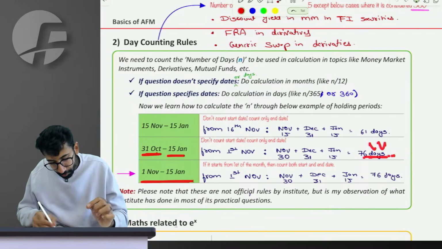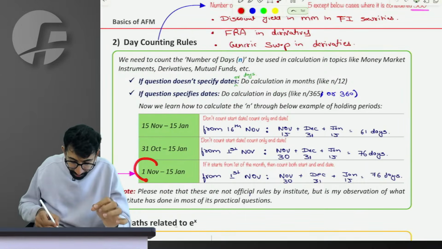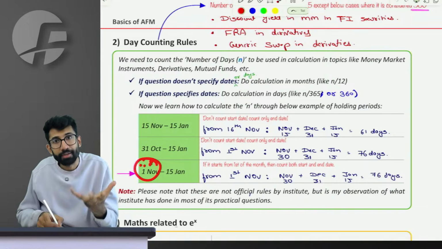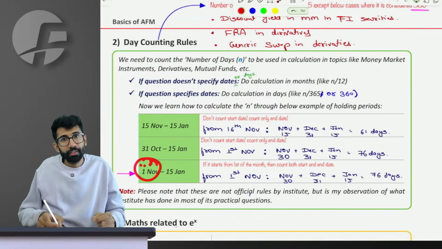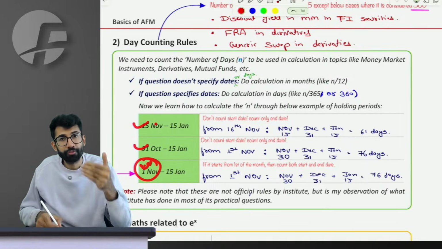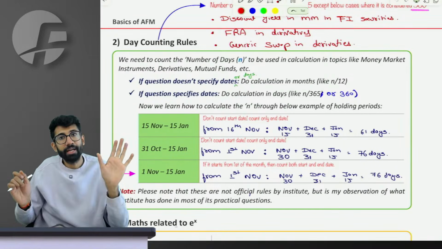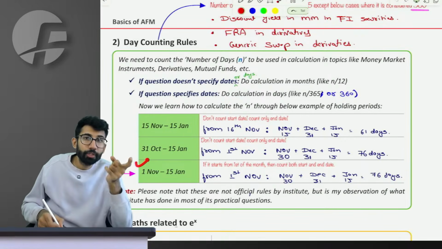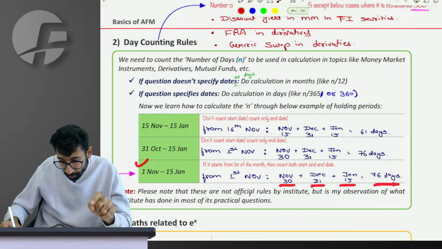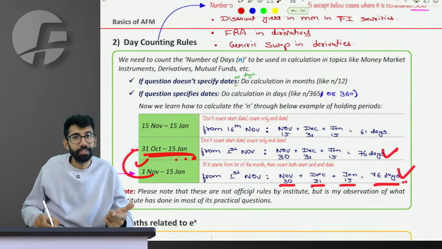Similarly, from 1st November to 15th Jan is the main thing I wanted to teach: whenever the examiner gives you the start of the month as the start date, for example, rather than 15th November, 31st October, it is 1st November, 1st December, 1st June, then you will have to count that start date as well as the end date. Right from 1st November to 30th November will be 30 days, 31 days of December and 15 days of Jan. This is also 76, similar to the previous one.